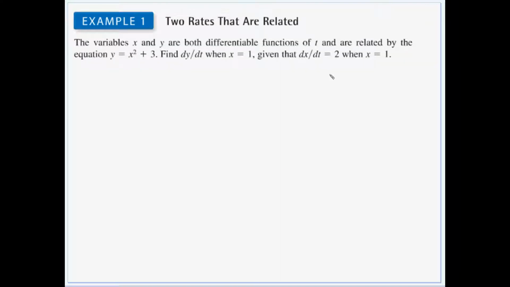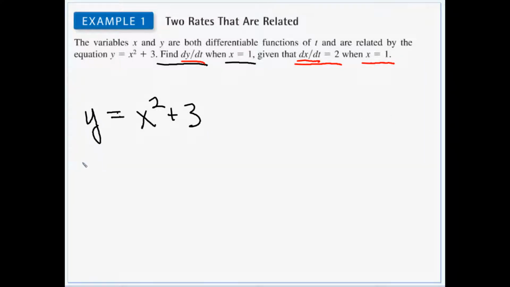So here in example one, it's not really an applied problem. They sort of just spoon feed everything right to us. The variables x and y are differentiable functions of t, and they are related by this equation. So we have y equals x squared plus 3. They want us to find dy dt when x is equal to 1, given that dx dt is equal to 2 at that same moment in time when x equals 1. So we've got a dx dt, we've got a dy dt, we've got an x value, we've got an equation.